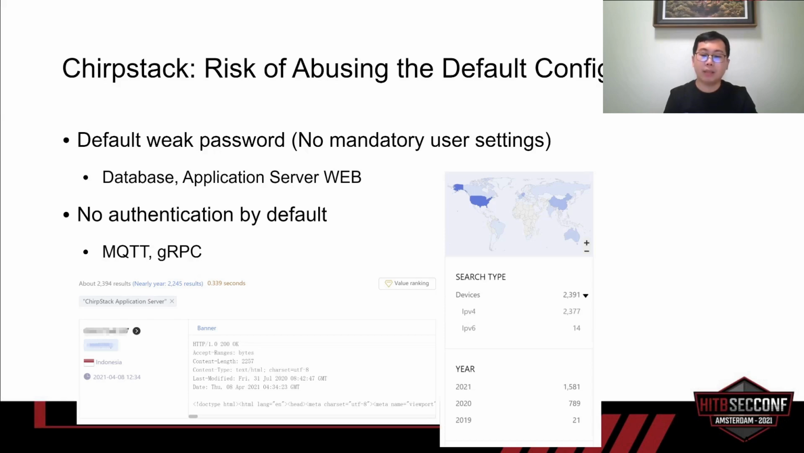In addition, some MQTT and gRPC services are not authenticated, which can lead to data disclosure. We verified this security risk in April last year. A few days later, we researched the current networks and found that the deployment of ChirpStack servers shows a growing trend. These security risks are worth our attention.